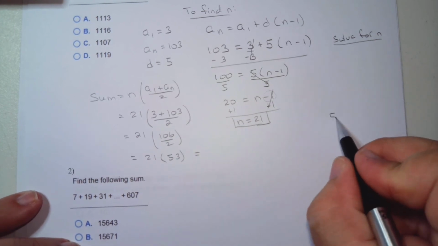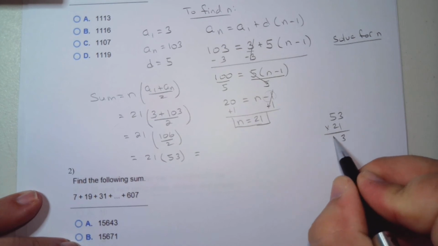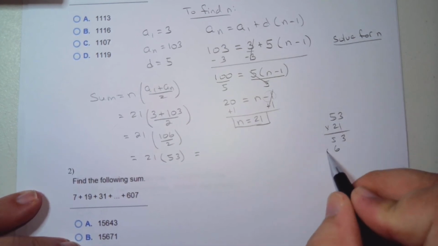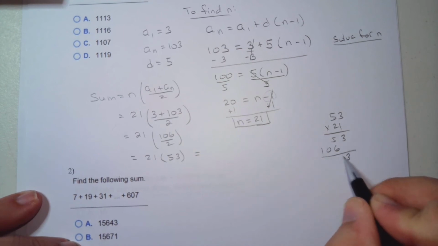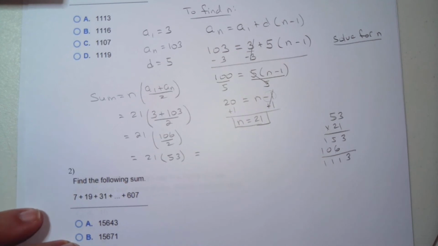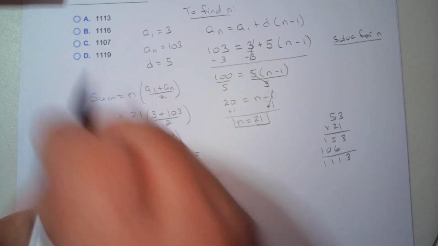53 times 21. 3, 5, 6, 10. 5 plus 6 is 11. So it's 1113, which is A.